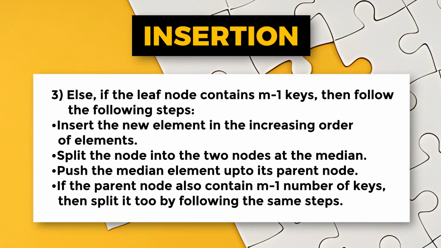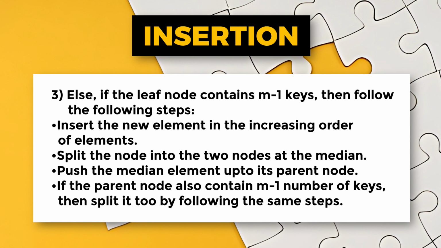Else, if the leaf node contains m-1 keys, then follow these steps. The sub-steps are: first, insert the new element in the increasing order of the elements. Then split the node into two nodes at the median. Suppose when you insert some data, it increases the length of the node. Suppose the order is 4, and after inserting that element there are more than 4 children, that is 5, and 4 keys. It should not violate the property of a B tree.